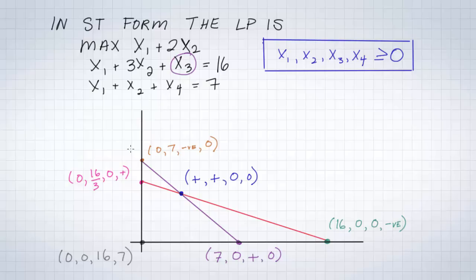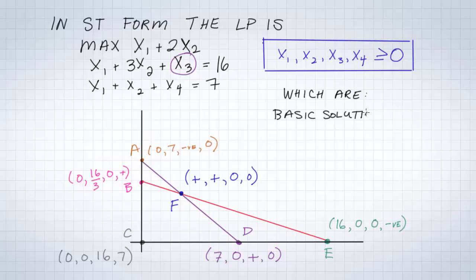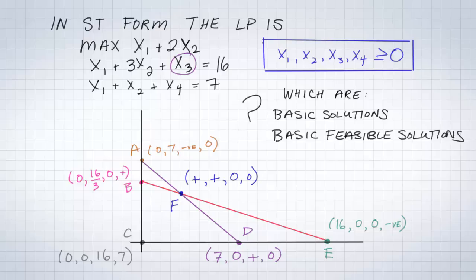Well, if I label these points as A, B, C, D, E, and F, the question is which ones are basic and which ones are basic feasible. So the basic solutions: all the solutions A to F all have 2 zeros, and they're all the intersections of all the lines. When I talk about lines, the lines x1 greater than 0, x2 greater than 0 are also lines. So basic solutions are A to F.